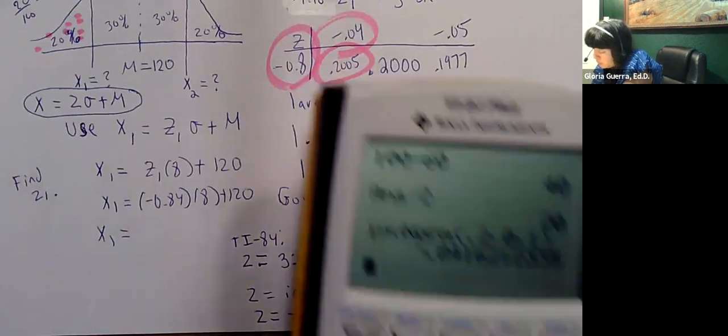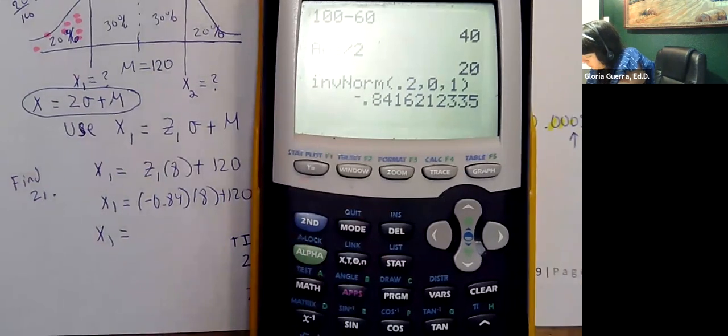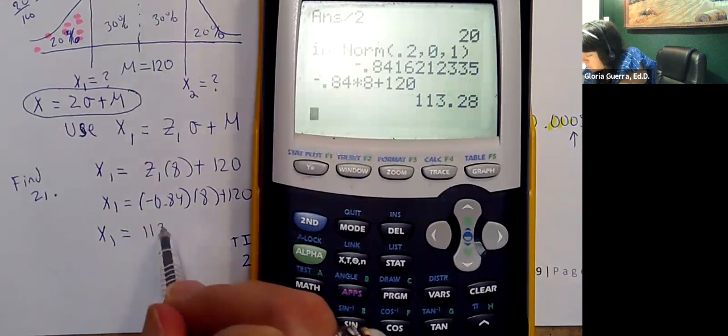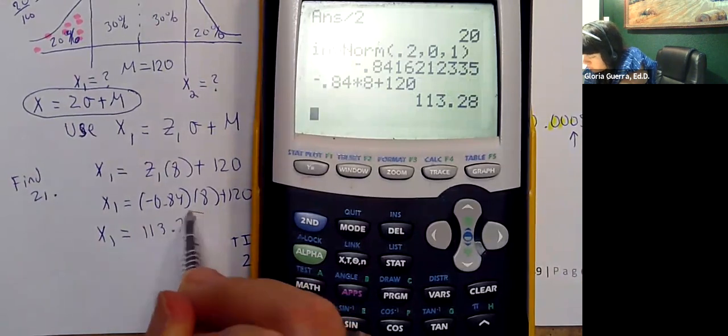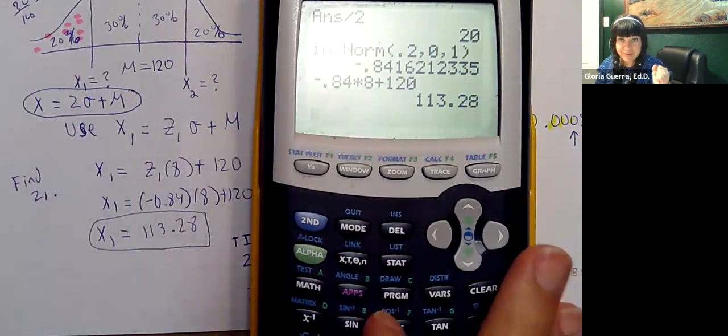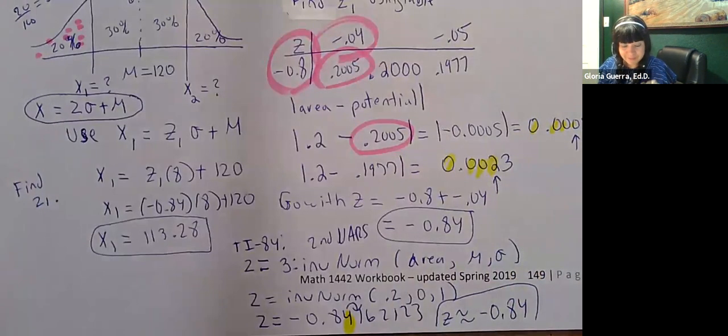So now we go back here and we have negative 0.84 times 8 plus 120. And that gives you 113.28. And that's just for x1. We still got to find x2. But x2 will be easier because there's symmetry.